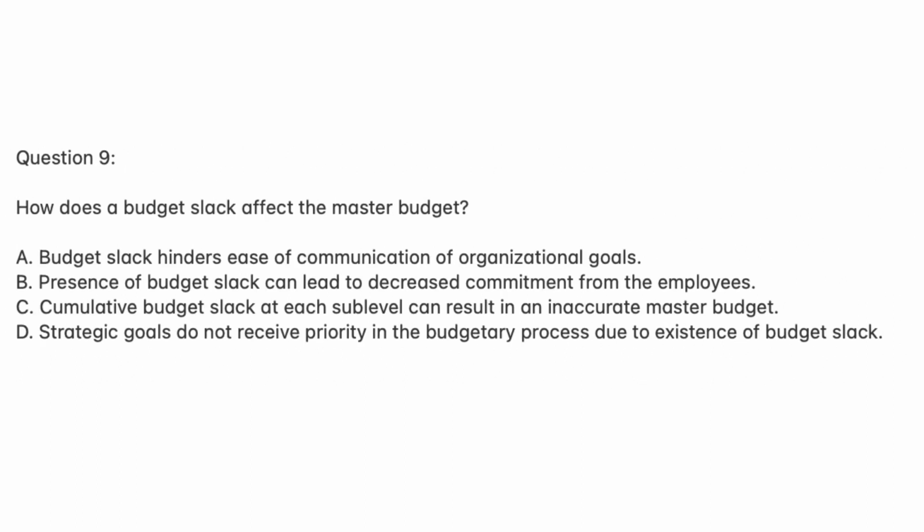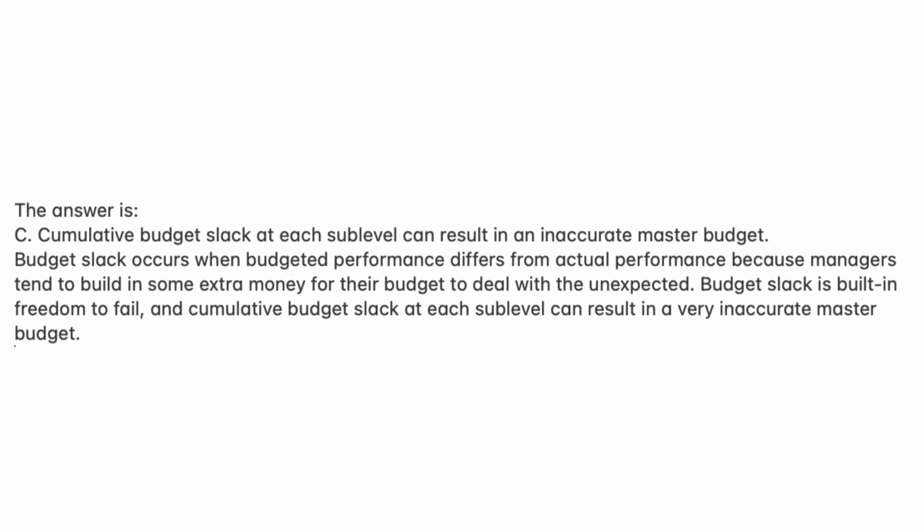Question 9. How does a budget slack affect the master budget? A. Budget slack hinders ease of communication of organizational goals. B. Presence of budget slack can lead to decreased commitment from the employees. C. Cumulative budget slack at each sublevel can result in an inaccurate master budget. D. Strategic goals do not receive priority in the budgetary process due to existence of budget slack. The answer is C. Cumulative budget slack at each sublevel can result in an inaccurate master budget.